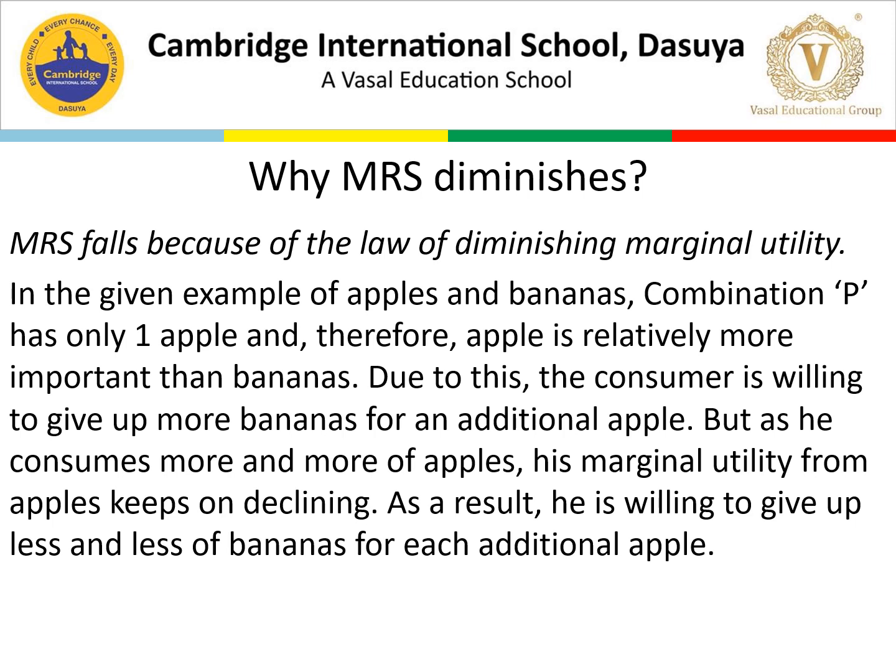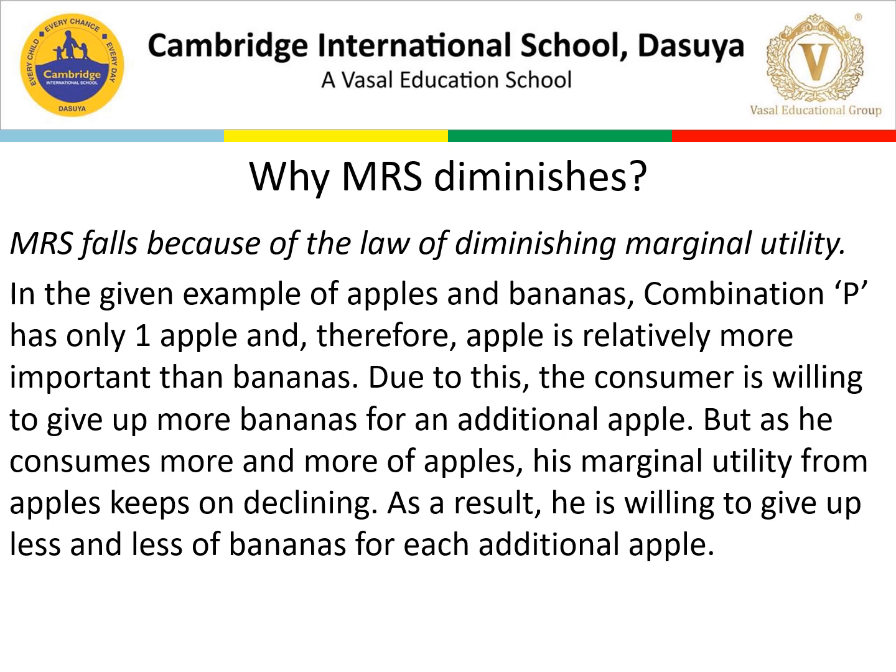In the given example of apples and bananas, combination P has 1 unit of apple, and therefore apple is relatively more important than bananas here, because it is a rare combination, so the rare minority wins, as we have already discussed. So with 1 unit of apple, the consumer is willing to give up more bananas for an additional apple. In the next unit we have got two apples, the second combination, and we are losing 5 bananas for that.